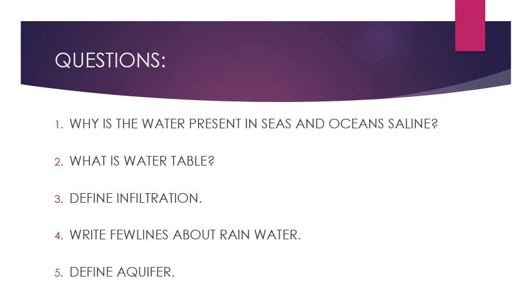Now let's move on to questions. Read these questions carefully and write your answers in an A4 sheet or in your chemistry note. Question number 1. Why is the water present in seas and oceans saline? Number 2. What is water table? Number 3. Define infiltration. And number 4. Write a few lines about rainwater.